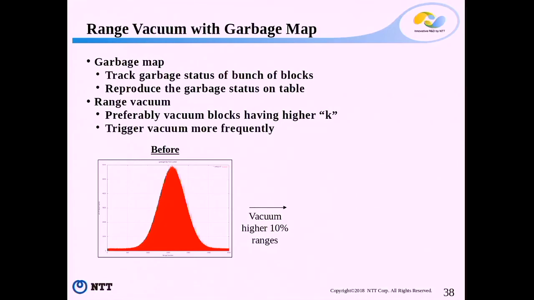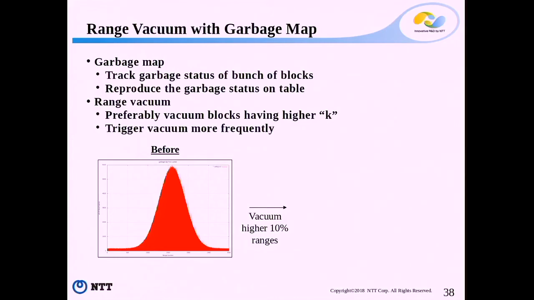So here is a new type of vacuum called range vacuum with a garbage map. The garbage map is a map per table, which tracks the garbage status of a range of blocks. It reproduces the garbage status of the table as a file or in memory. Range vacuum preferentially vacuums blocks having higher efficiency using the garbage map, and triggers vacuum more frequently.